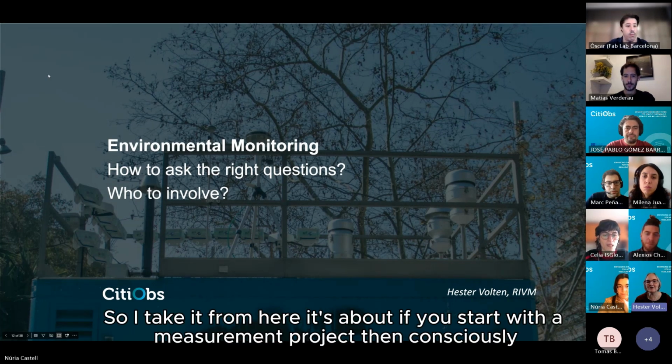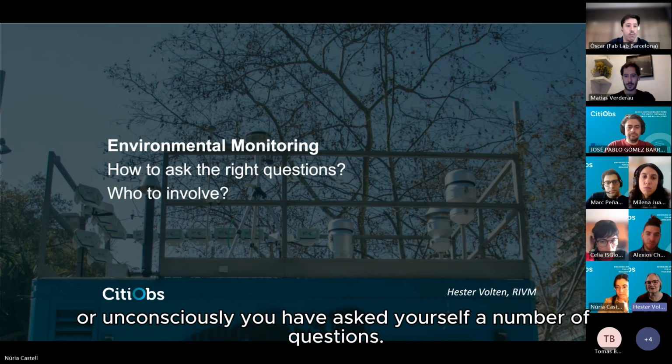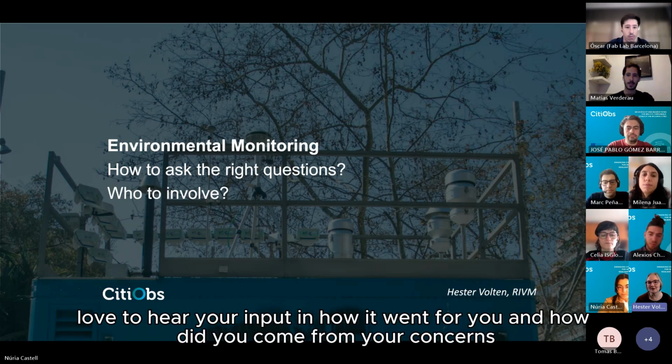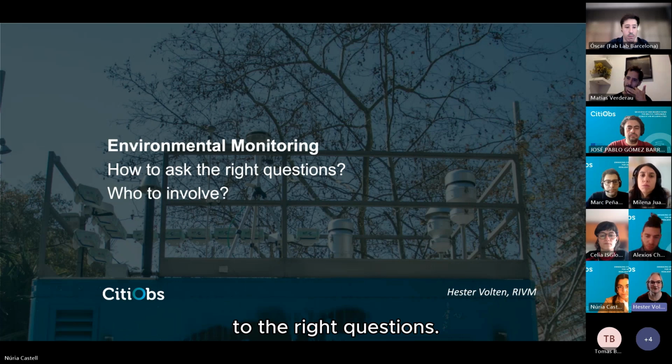It's about, if you start with a measurement project, then consciously or unconsciously, you have asked yourself a number of questions, and we try to put some method behind these questions. We would love to hear your input on how it went for you, and how you came from your concerns to the right questions.